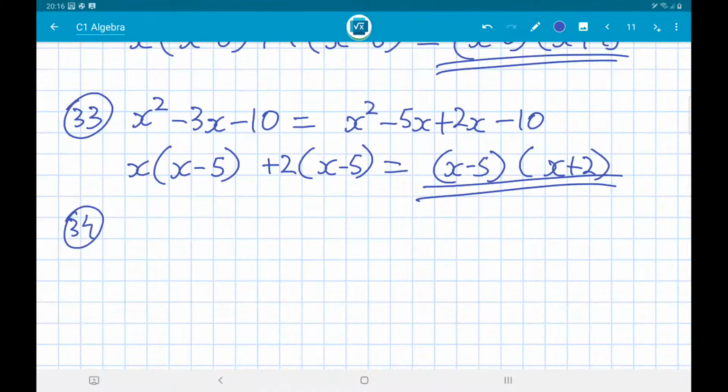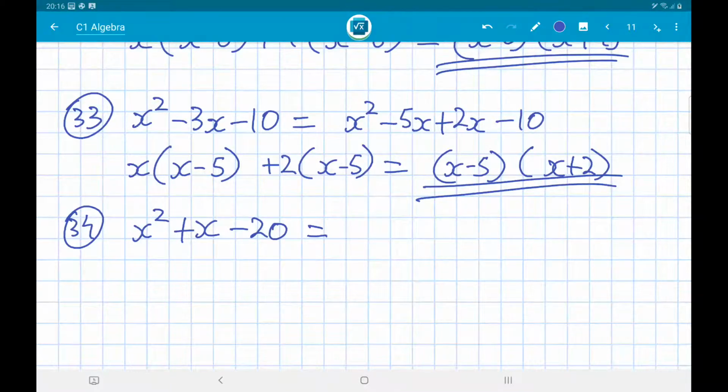34. x squared plus x minus 20. Okay, now that's a really interesting one, because we've got to multiply to get minus 20, and we have to add to get 1.